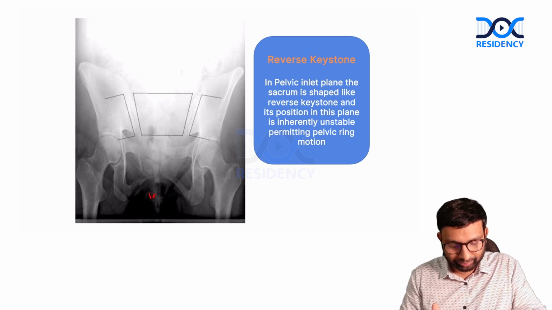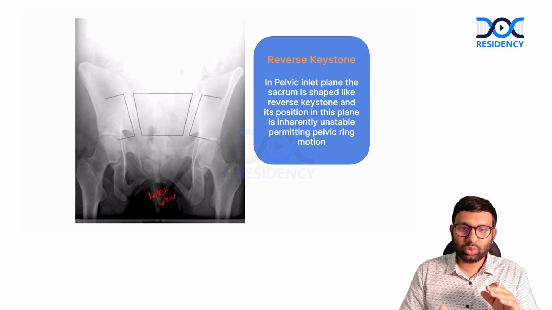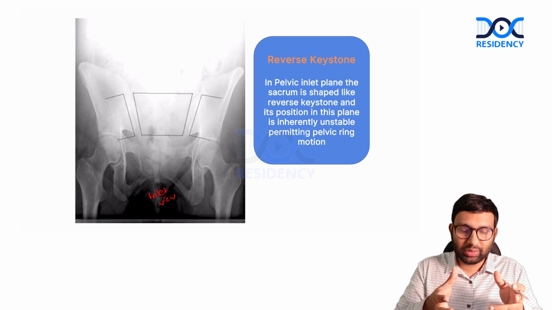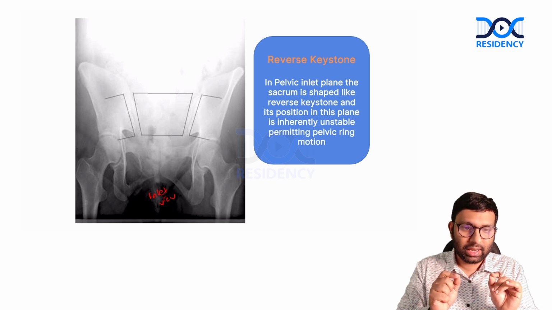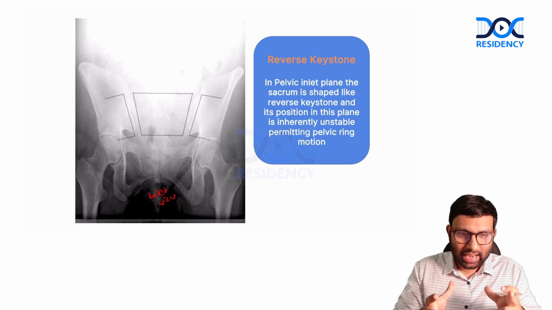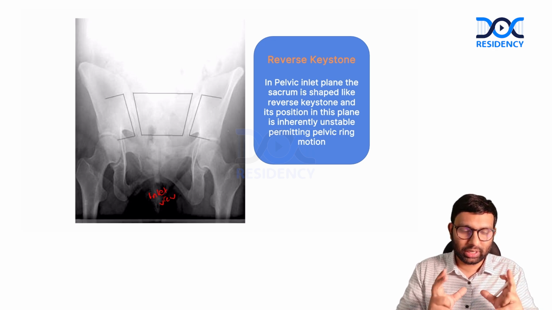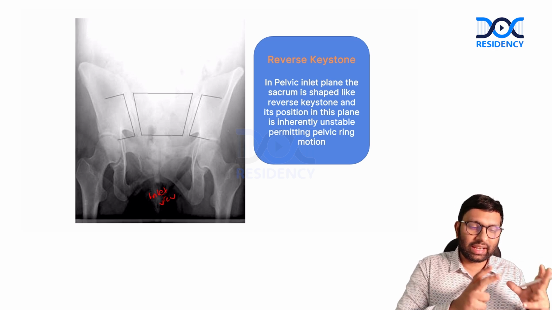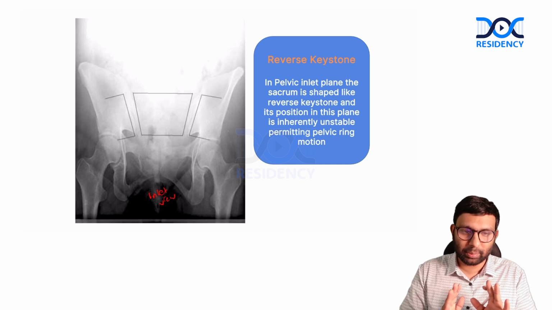Here, this is an inlet view. In the inlet view, the sacrum is shaped like a reverse keystone, not like a keystone, which makes this whole pelvic articulation a little unstable. And that unstable part is very important, because that inherent instability helps in some movement of the pelvic ring. So that movement of the pelvic ring is allowed by this reverse keystone position, which creates some amount of inherent instability. Okay, so that is how the pelvis and sacrum part is important.